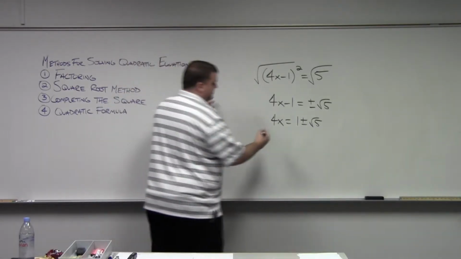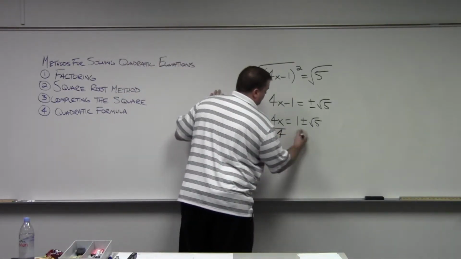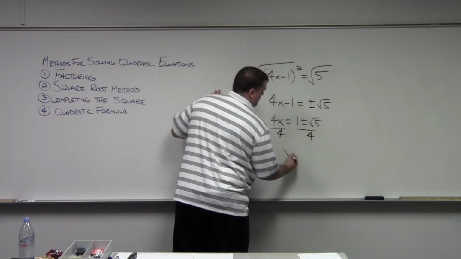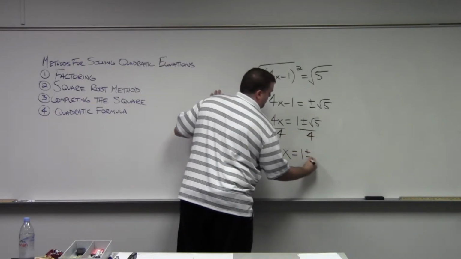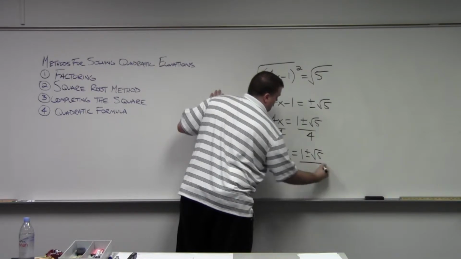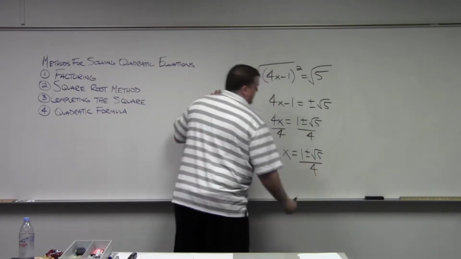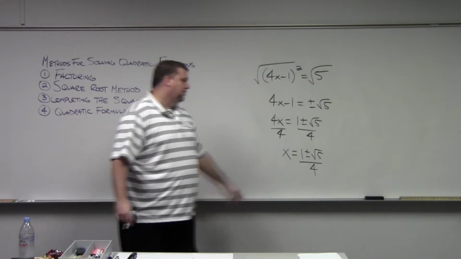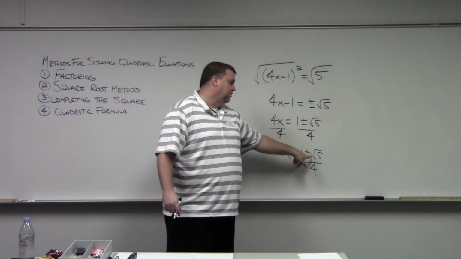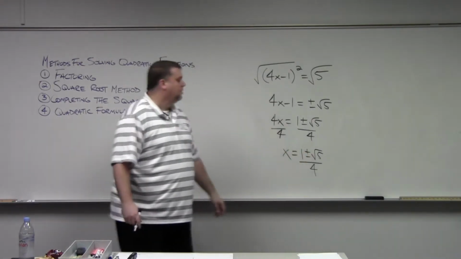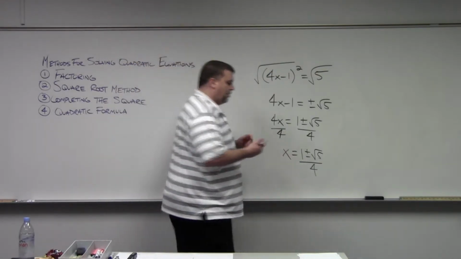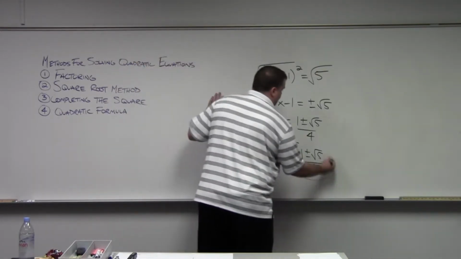Last step. Divide by 4. And I look at my fraction to see if I can reduce it, but there's nothing common between 1, this one here, and this 4, except 1. So that would be my answer. I just leave it in that form.